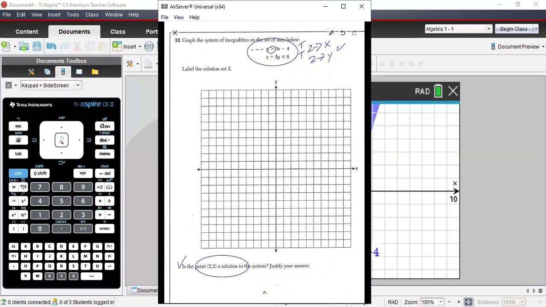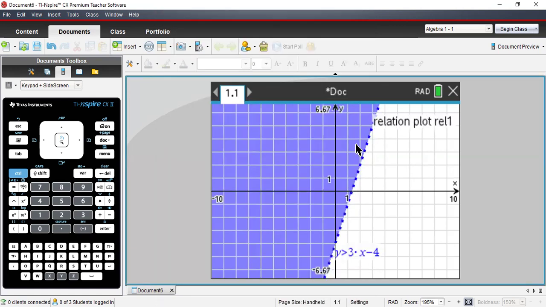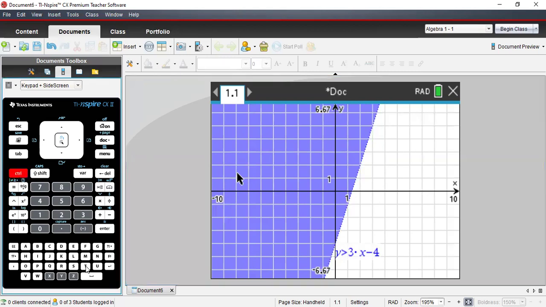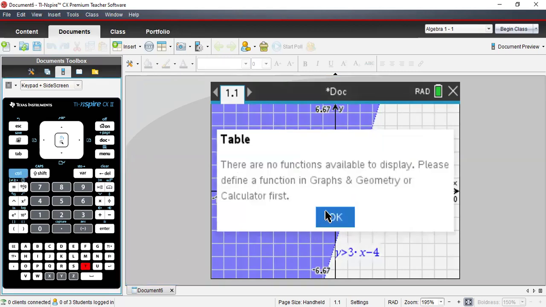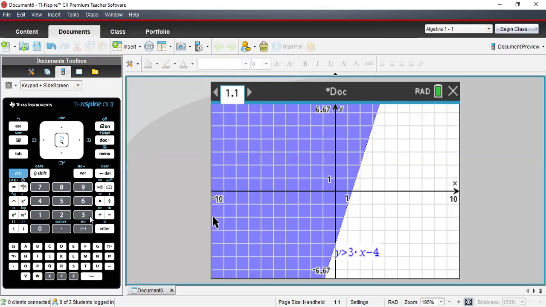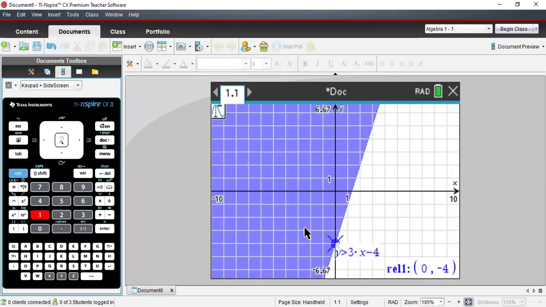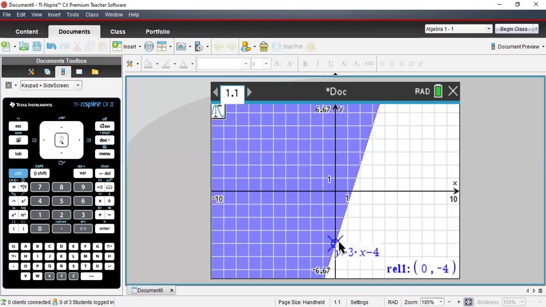All right, now, what I like to do is graph these lines one at a time. So first thing, I don't have the advantage of using a table. Whenever you use a relation, there is no table. So you've got to understand that. But what we can use is menu 5, 1. And menu 5, 1 generally is going to try to give you the y-intercept. So the y-intercept is (0, -4) for this first one. So that's what I'm going to do.